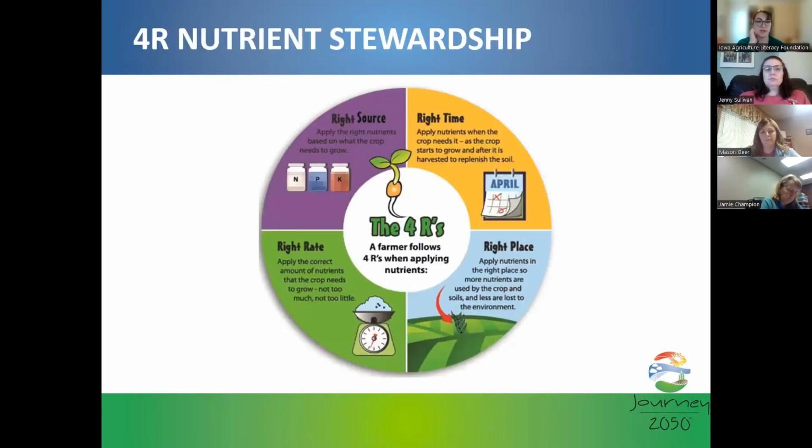So I talked about this in the video. They call this the 4R nutrient stewardship idea. They're talking about using the right source of nutrient. That means getting the right nutrient on the field at the right time.